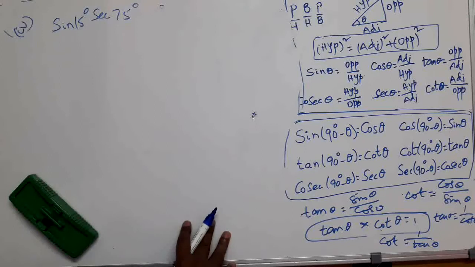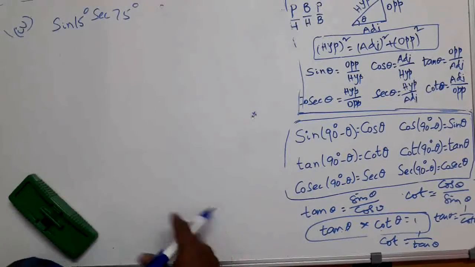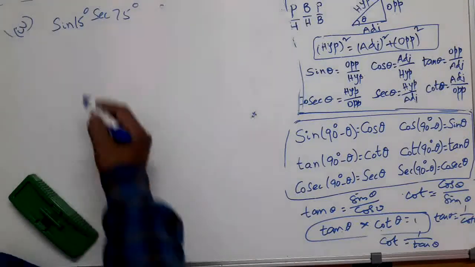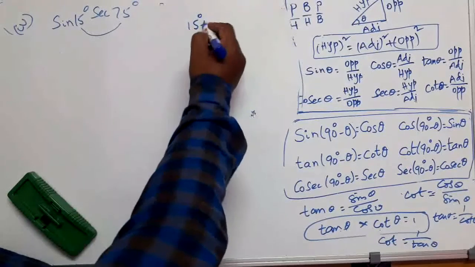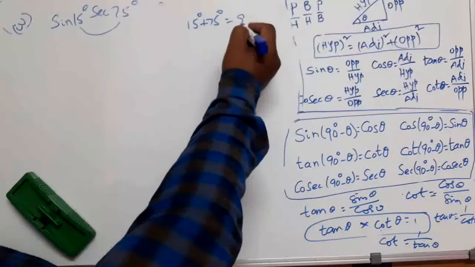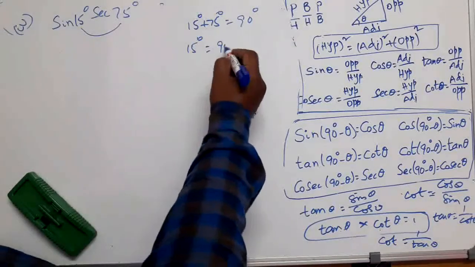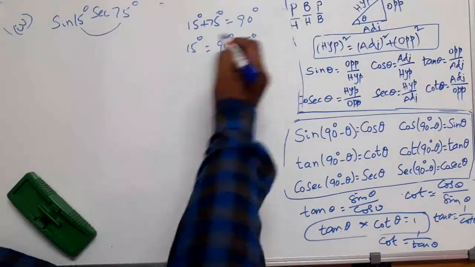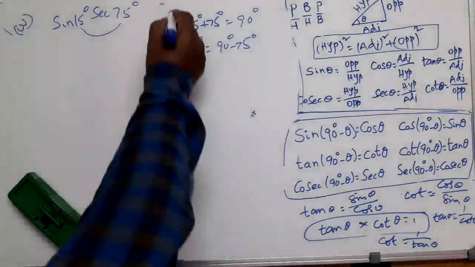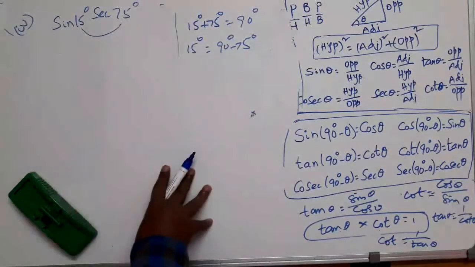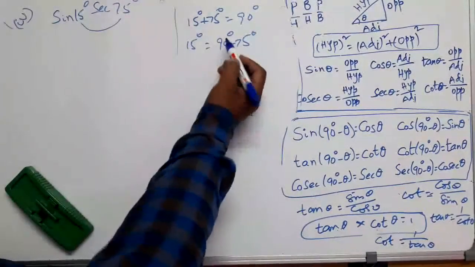What else do you know in trigonometry? These 6 formulae. So to use these formulae, we are going to check if any relation is there between the angles. What is the sum of the angles given? 15 degrees and 75 degrees is 90 degrees. So let us convert one of the terms using this formula. For that, I will replace 15 degrees by 90 degrees minus 75. That will be useful in simplifying.